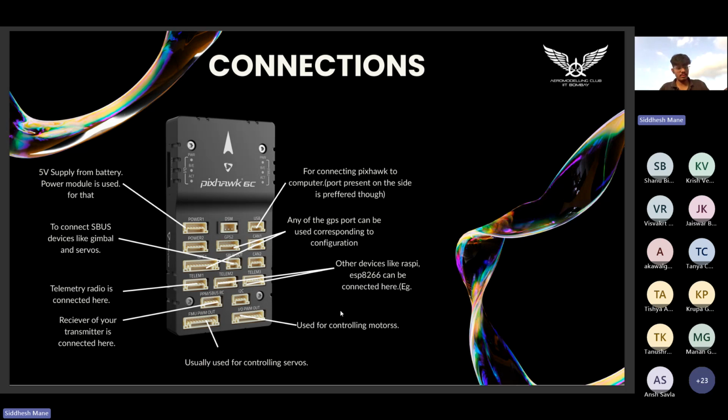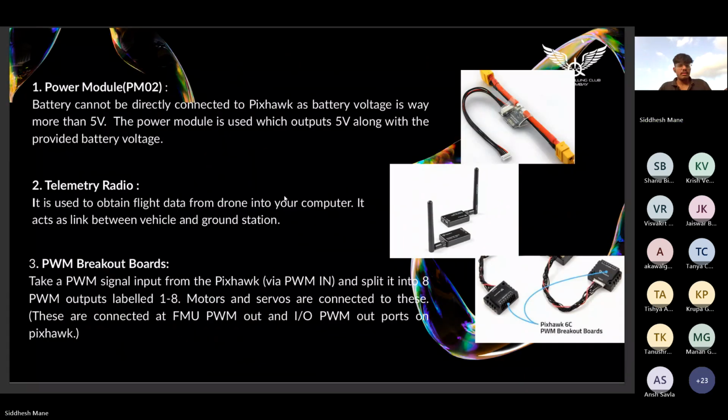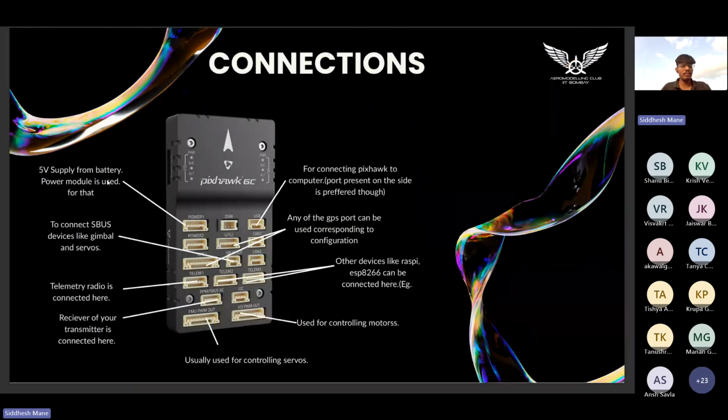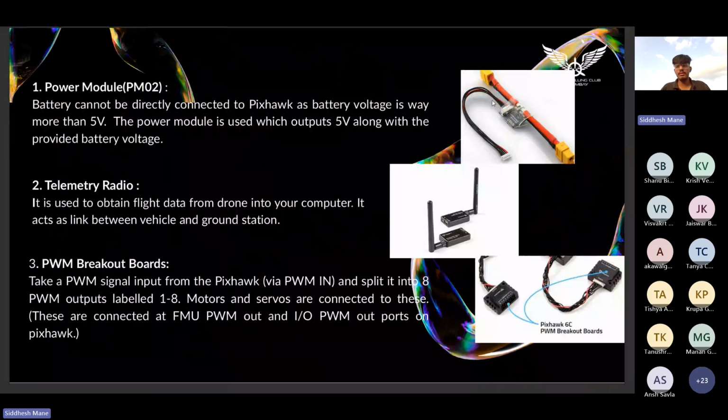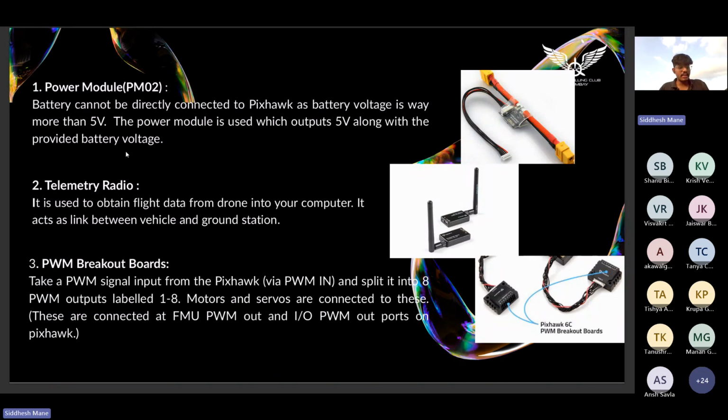So moving next, this is power module PM02. So power module, like I told before, here you cannot connect the battery directly. So we use power module for that. Power module basically converts the battery voltage and gives a 5 volt supply. So what we do is we connect the power module to the battery from this side, and this one goes to power distribution board as Anamika explained. And there's one more pin which we connect into power port. So Pixhawk is powered.